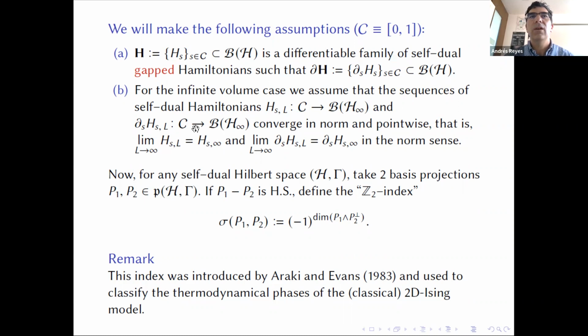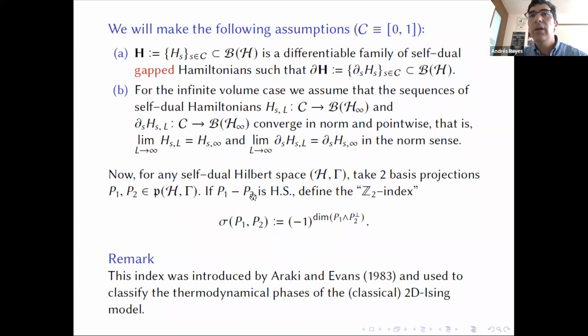So there are some assumptions on the way these limits behave. But given that, we can define this C2 index, mod 2 index, in the following way. Since these basis projections characterize the ground state of the Hamiltonians, let us compare two of these Hamiltonians. Each one of them will have a ground state characterized by a basis projection.